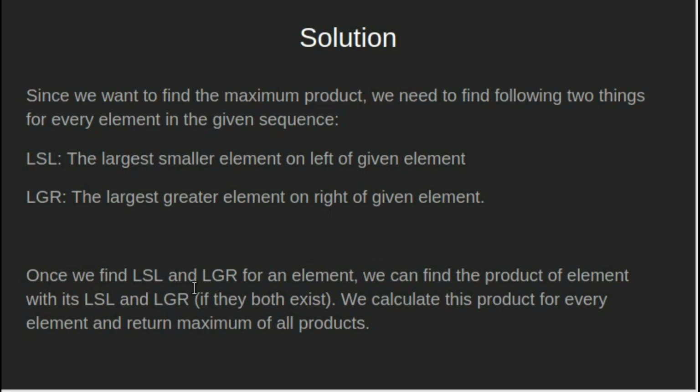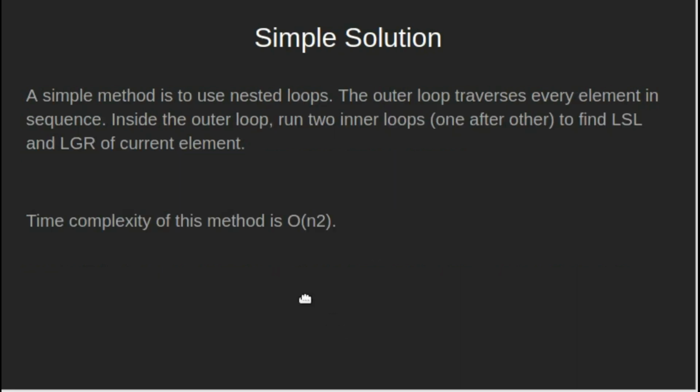Once we find LSL and LGR for an element, we can find the product of the element with its LSL and LGR if they both exist. We calculate this product for every element and return the maximum of all products. A simple method is to use nested loops. The outer loop traverses every element in the sequence. Inside the outer loop, run two inner loops, one after the other, to find LSL and LGR of the current element. Time complexity of this method is O(n^2).